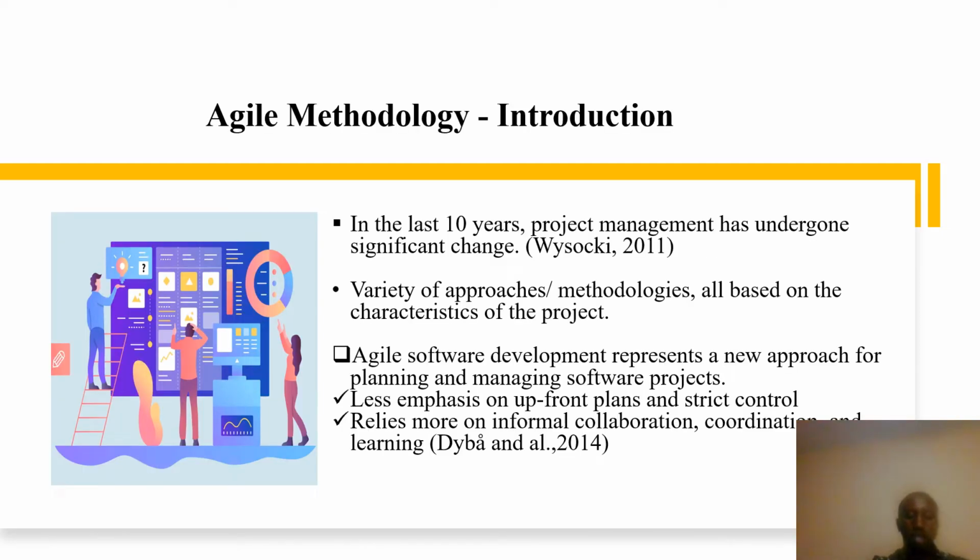In the last 10 years, project management has undergone significant change. Rather than having only one approach, we have a variety of methodologies, all based on the characteristics of the project. Agile project management methodologies are often defined for a specific type of project. Agile software development represents a new approach for planning and managing software projects. It puts less emphasis on upfront plans and stricter control, and relies more on informal collaboration, coordination, and learning.